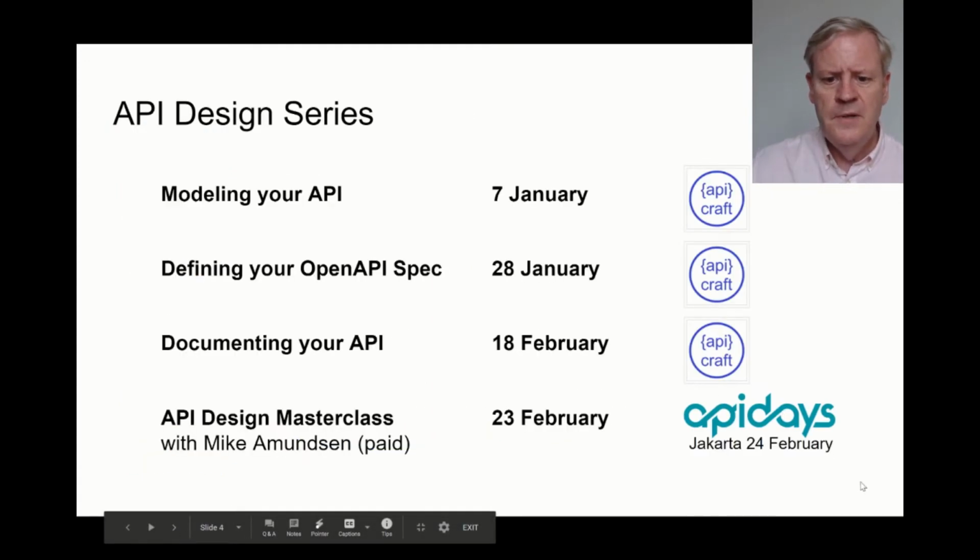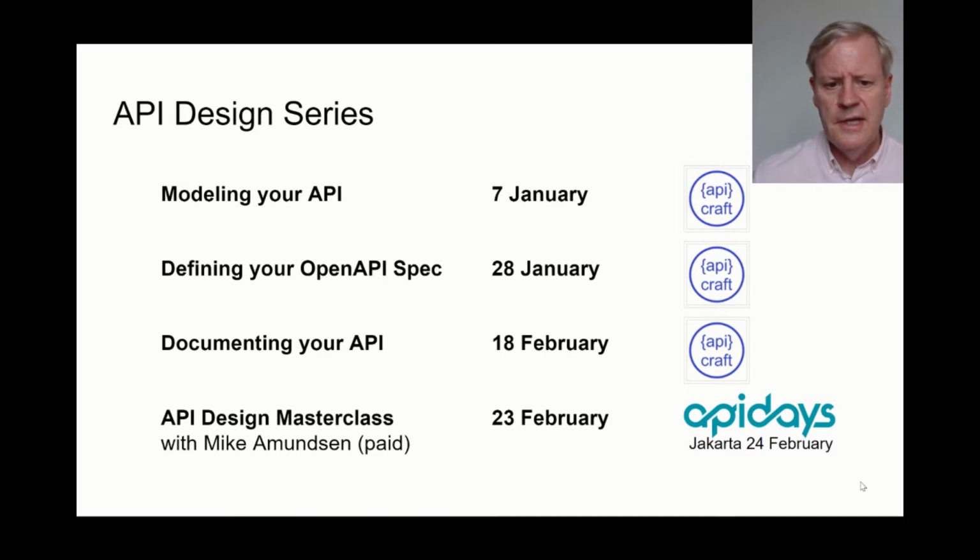So a bit about this series. Today we're talking about how to model your API. The next in the series is on the 28th of January, and that will be about defining your Open API specification. And then on the 18th of February, we'll be covering how you document your API. And all of this leads up to the API Days Jakarta conference on the 24th of February.